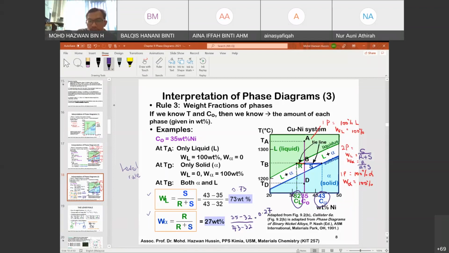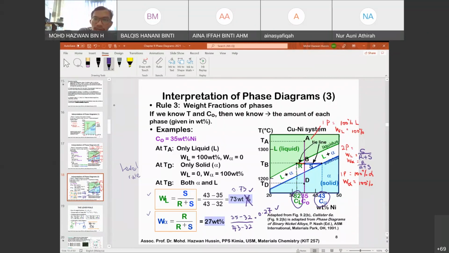So in exams, if you are asked to calculate weight fraction, please write the answer in decimals. Don't write it as a percentage. If it is asked in percentage weight fraction, then only you multiply with 100. Otherwise, you just give the value in decimals, as a fraction, 0.73 or 0.27.